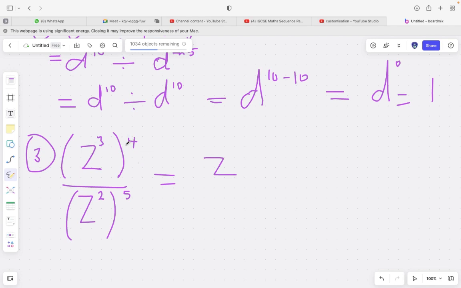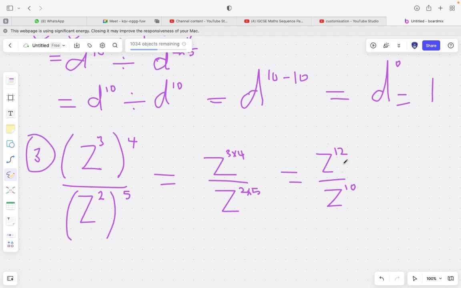Here now you apply the third law, because there's a power, a bracket, and another power outside. If there are two powers, one inside, one outside, you multiply them. So you say 3 times 4, z to the power of 3 times 4, over z to the power of 2 times 5. Same thing here. So this gives us z to the power of 12 over z to the power of 10.